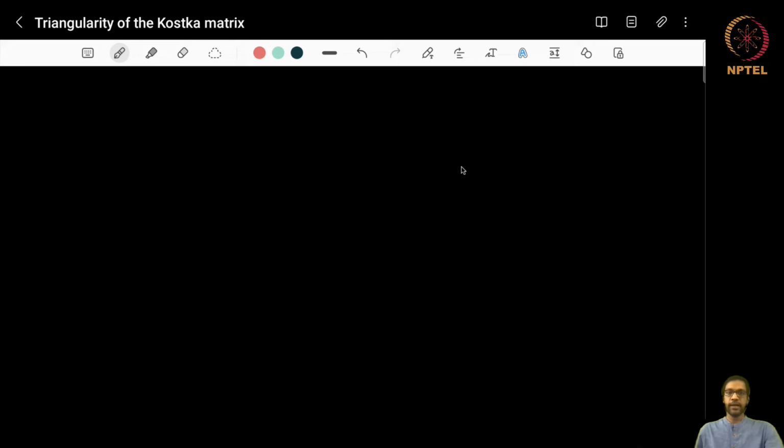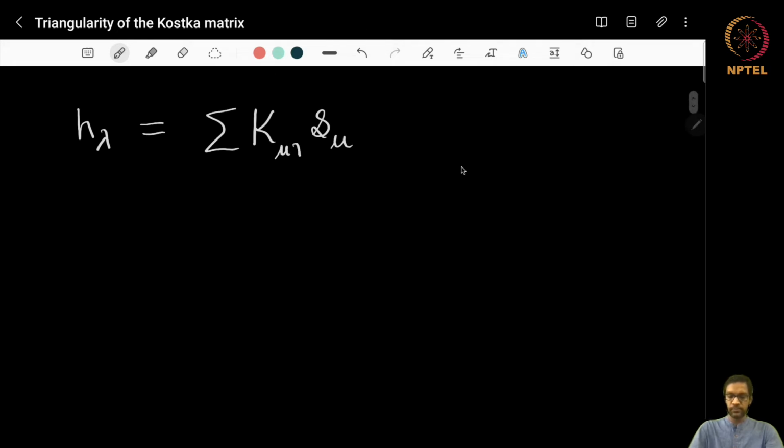Let's talk about the triangularity of the Kostka matrix. So recall, what are the Kostka numbers? If you write a given complete symmetric polynomial h_lambda in terms of the Schur polynomials s_mu, suppressing the variables x on both sides, what you get is the Kostka number K_{mu lambda}.